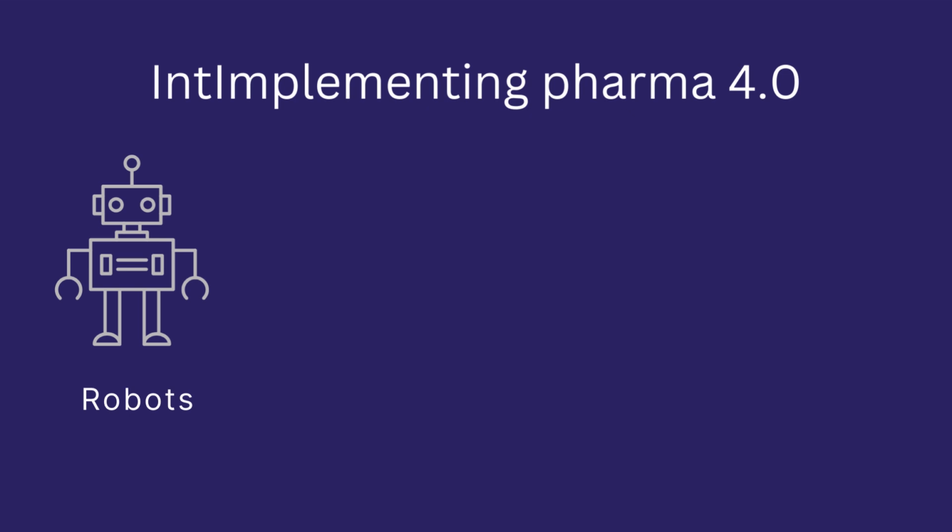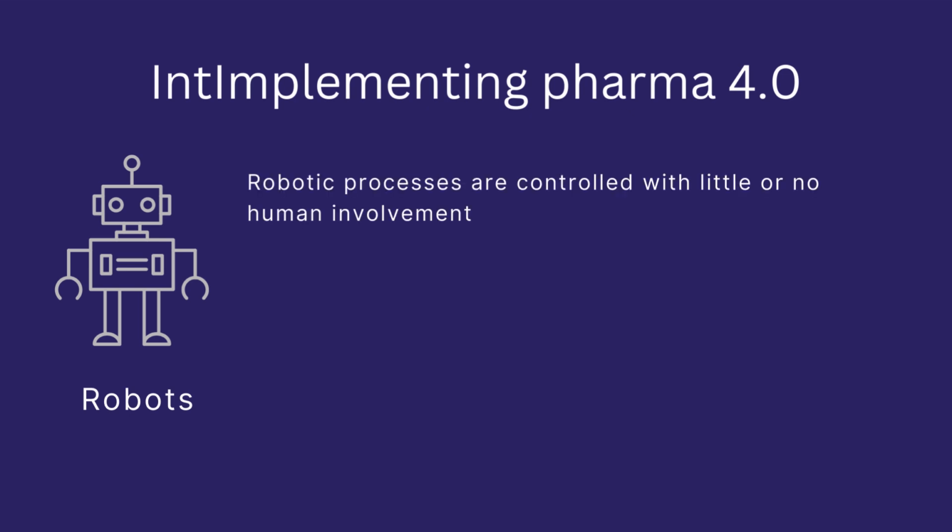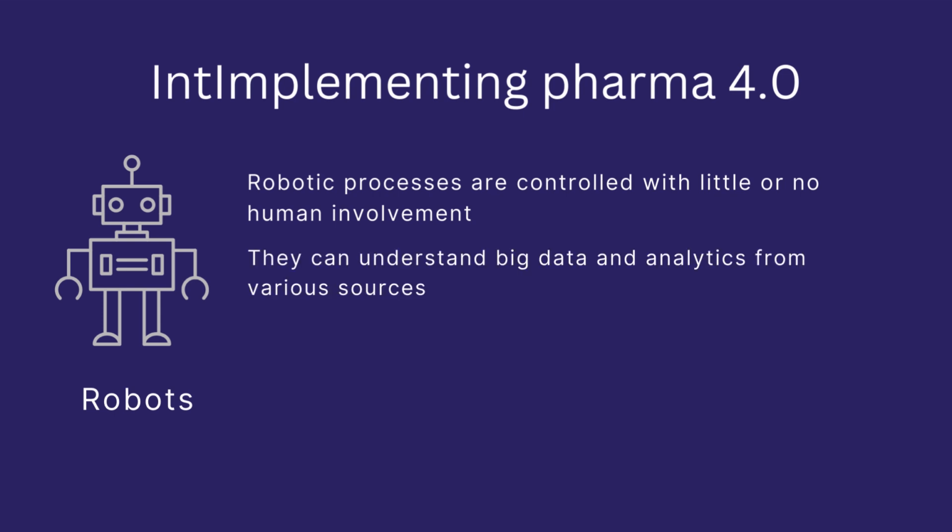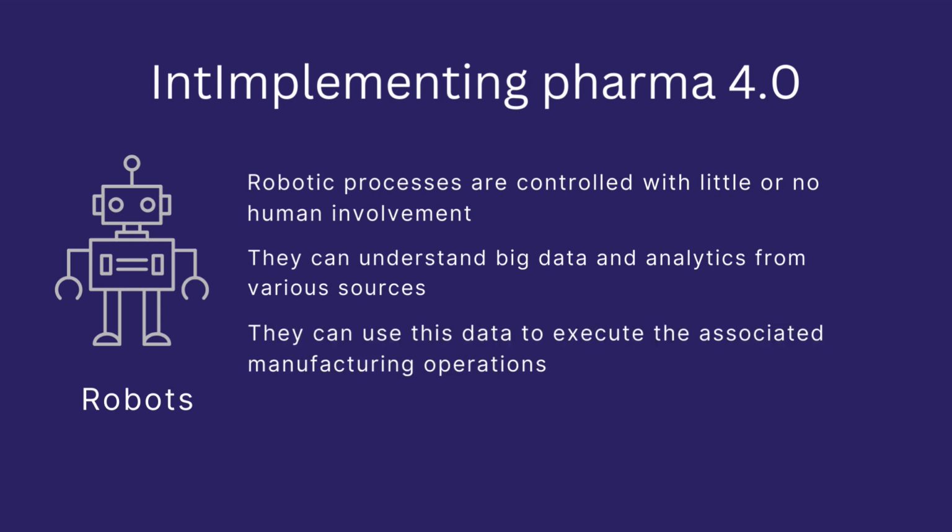Robots. Robots in the Pharma 4.0 framework are used to optimize manufacturing operations in the pharmaceutical industry. They can understand big data analytics from various sources such as warehouses, supply chains, production, and maintenance. They can use this data to execute the associated manufacturing operations aligned with the organizational requirements.